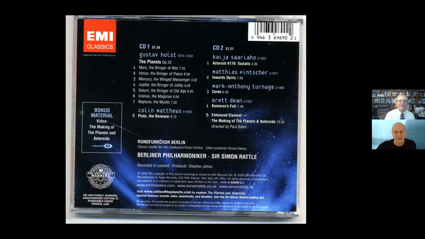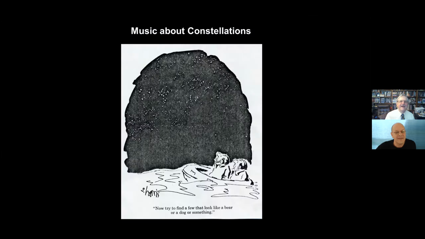If you're not happy with the astrological The Planets, you can see here on this album made by Sir Simon Rattle and the Berlin Philharmonic that a number of other composers have since then written pieces that are about the astronomical characteristics of objects in the solar system, such as the asteroid Toutatis or Ceres and so forth. So you can find other pieces that are more astronomical in their inspiration.